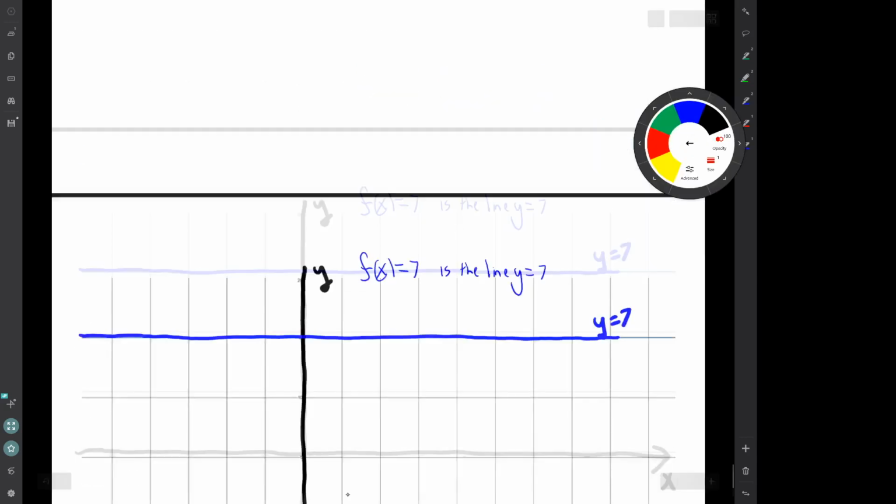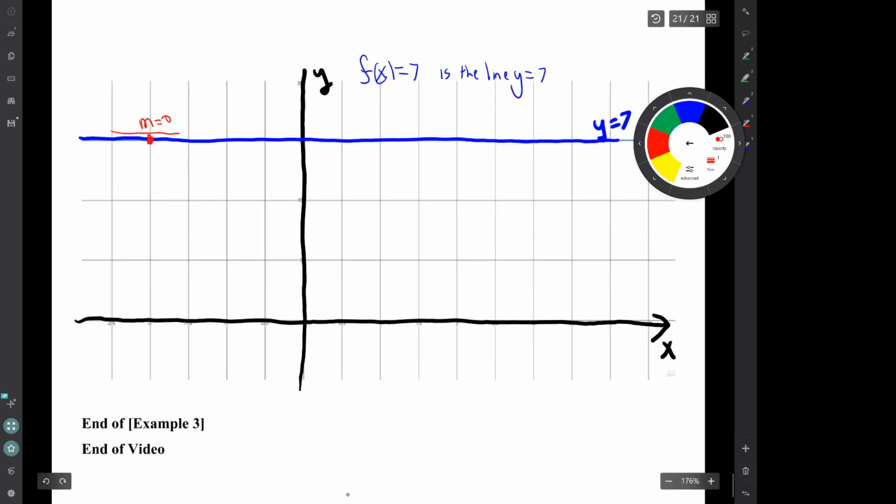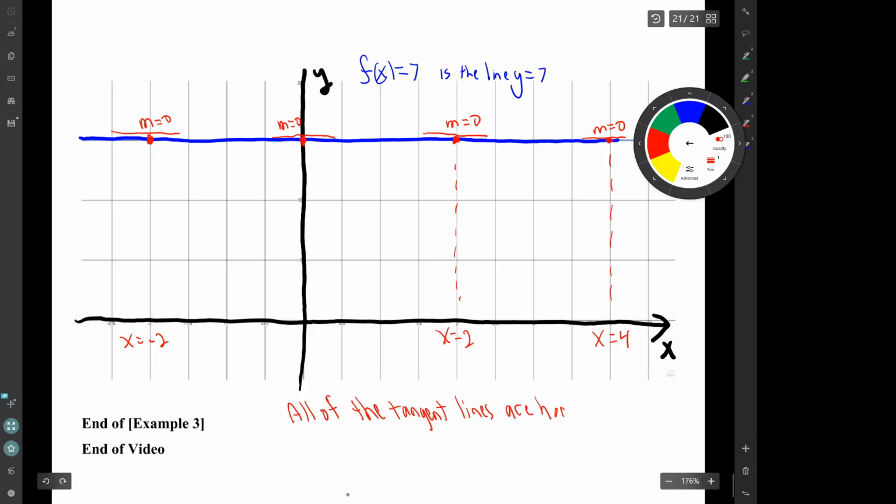Let's go see our results. This tells us that the tangent lines at those 4 x values, x equals -2, 0, 2, and 4, should all have slope 0. So that's the end of the example, and that's the end of the video. Thank you.